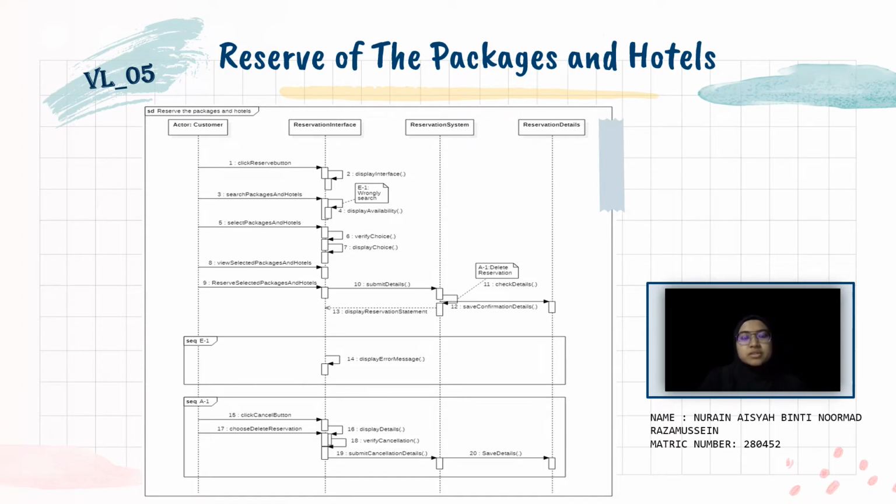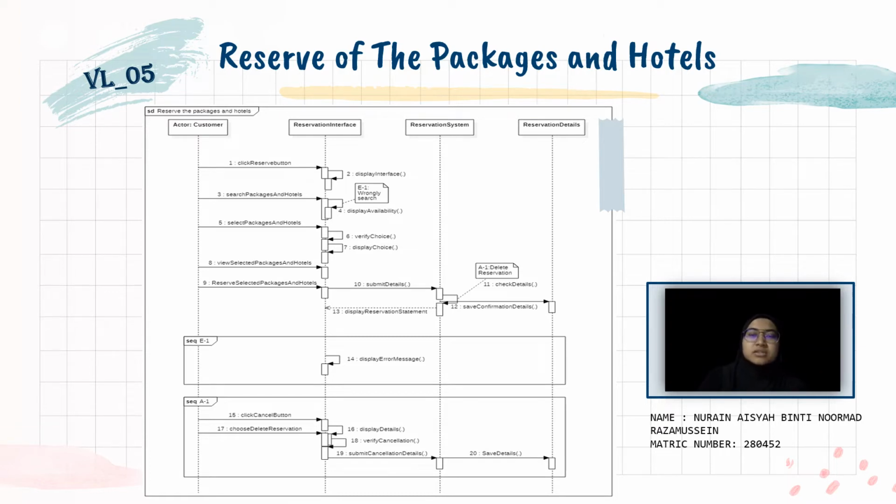So today I will present about the sequence diagram for our Visit Langkawi system. Our group members chose to present about reserving the package and hotels. For the sequence diagram, we have 4 boxes: one for the actor, second the boundary box, which is the reservation interface, third the reservation system for control, and the last one is reservation details for the entity, where all the details will be saved in the entity box.